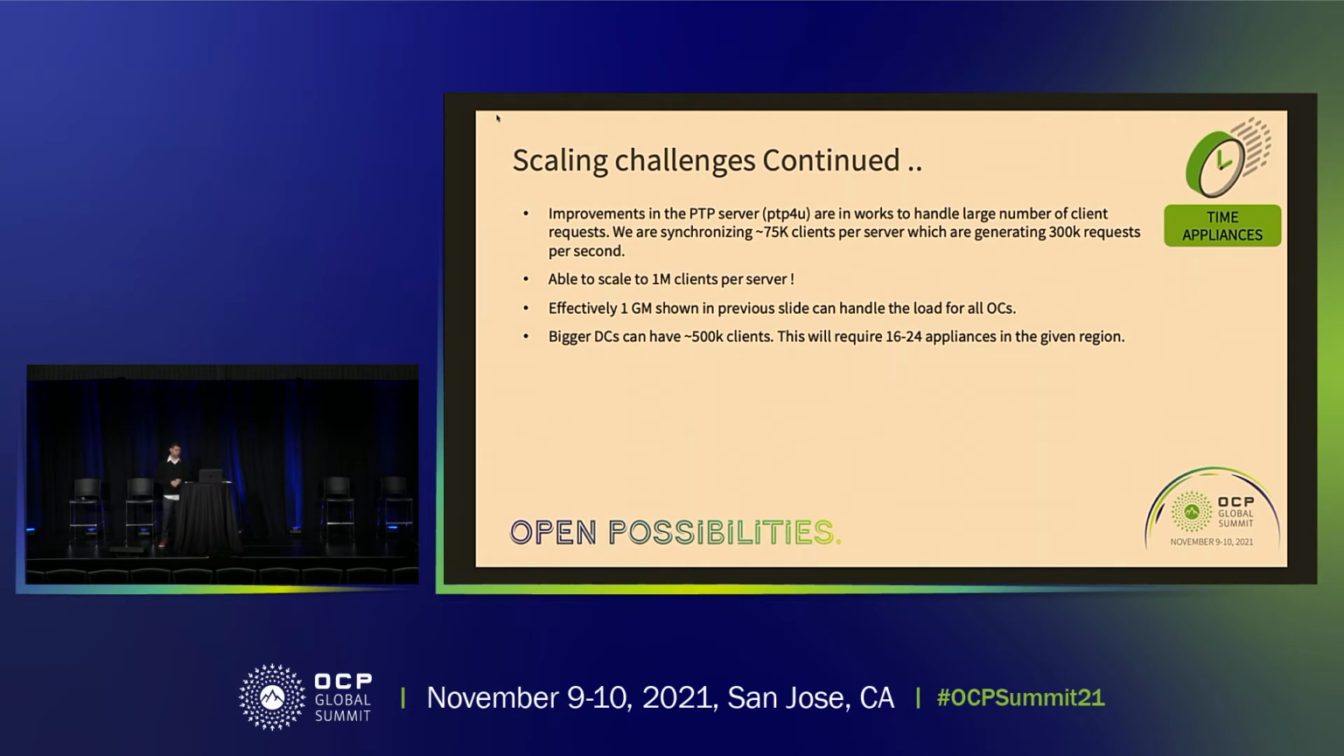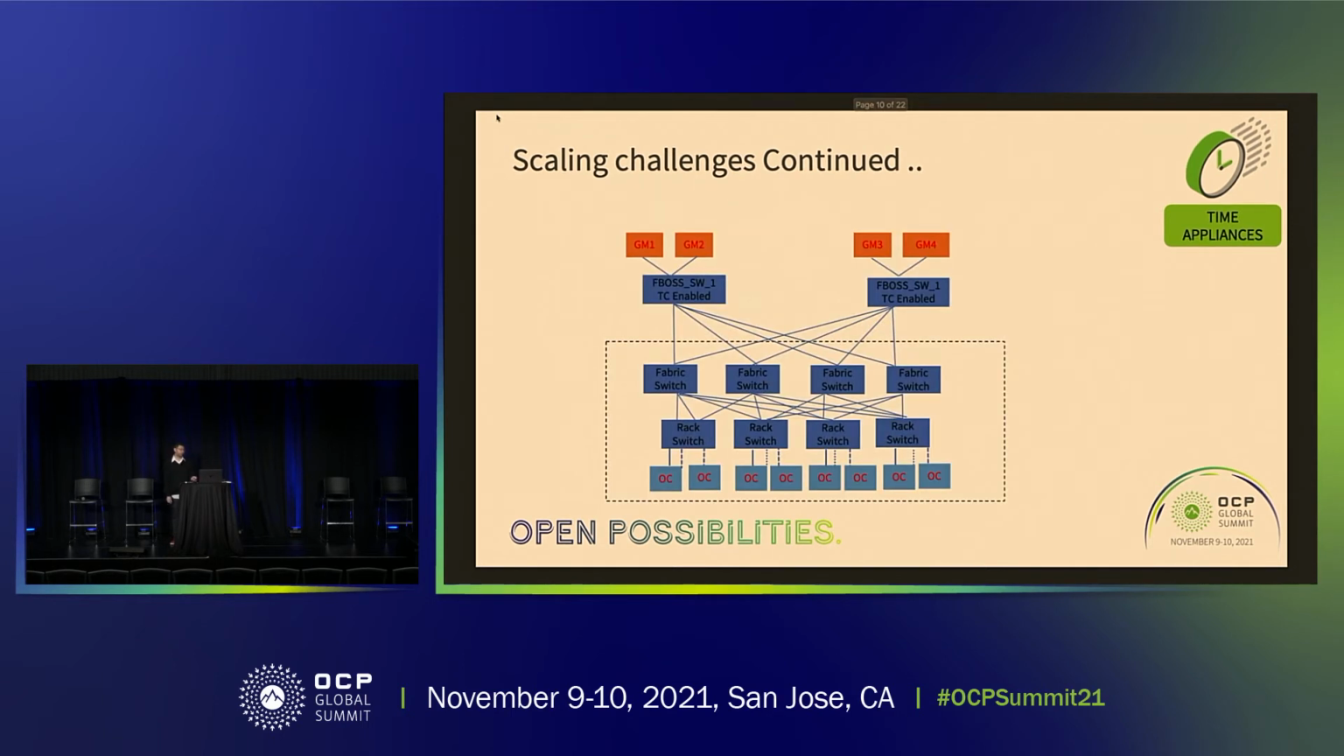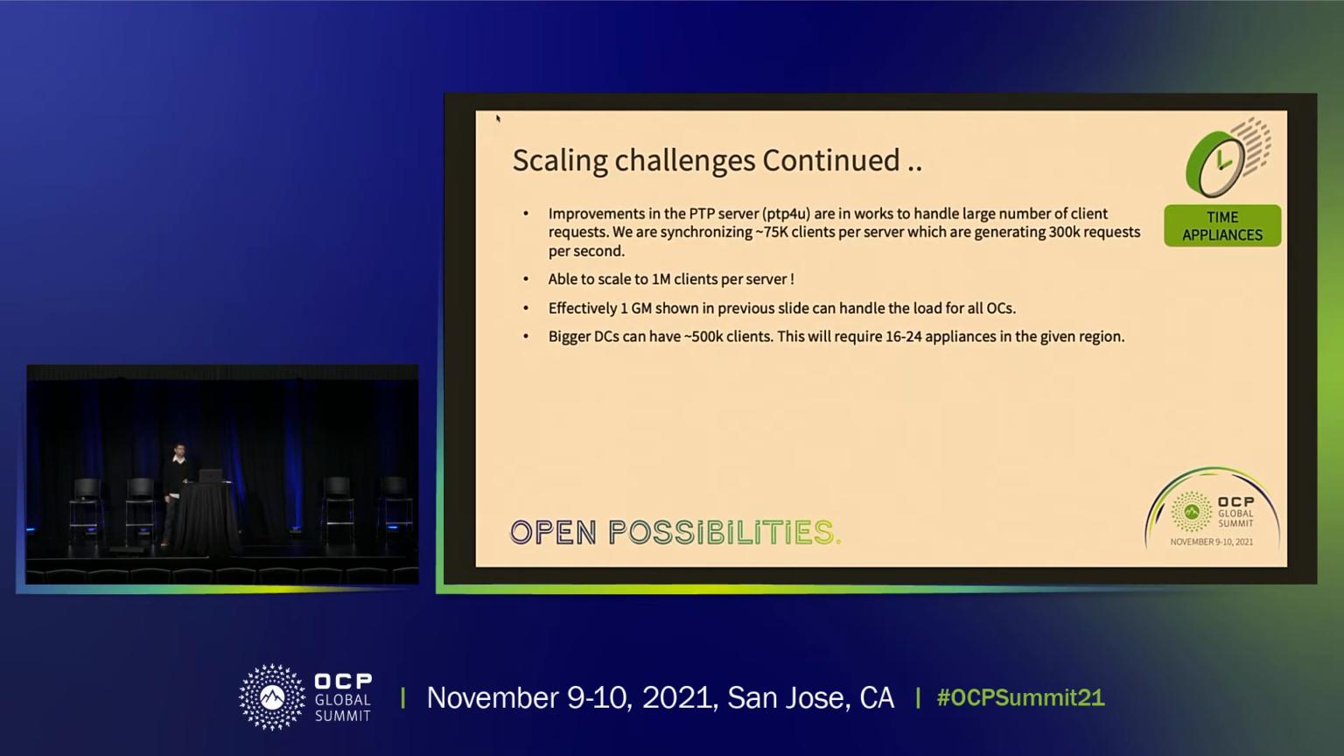And all of this is obviously open sourced. What that means is that effectively one grandmaster, as we had in the previous slide, can operate on its own and serve the whole data center even when all the other 3 grandmasters go down, for reliability. Even the biggest of the DCs that we have have up to 500K clients, and with us being able to scale to 1 million clients, we are able to solve the scaling challenge and bring reliability into our system.